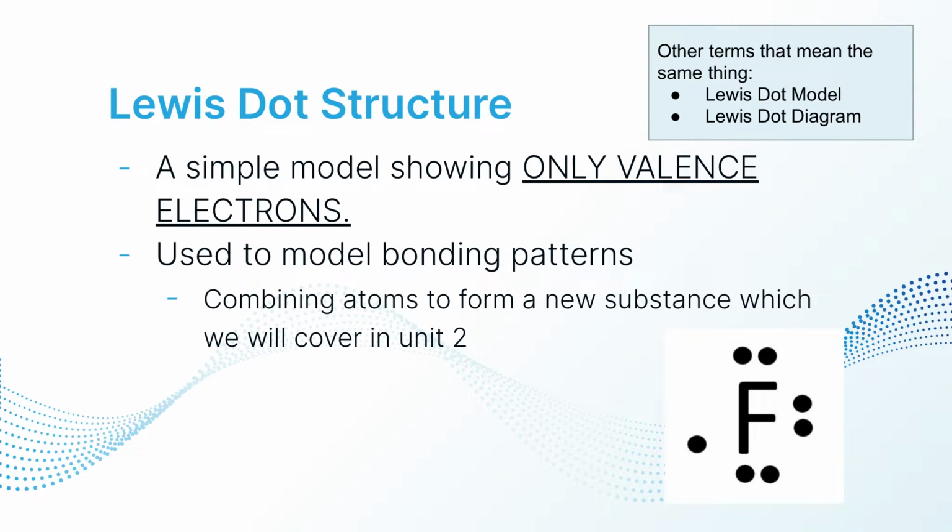The Lewis dot structure is a simple model showing only valence electrons. It is used to model bonding patterns, so combining atoms to form a new substance, which we will cover in Unit 2. Other terms that mean the same thing: Lewis dot model, Lewis dot diagram.